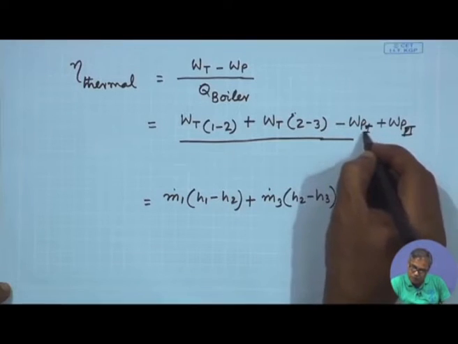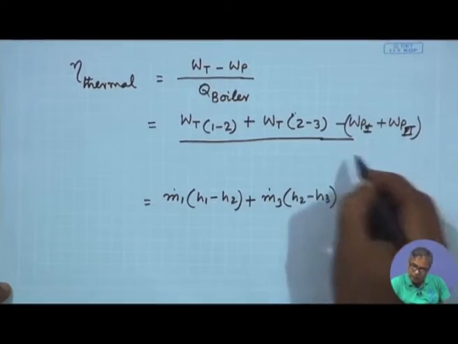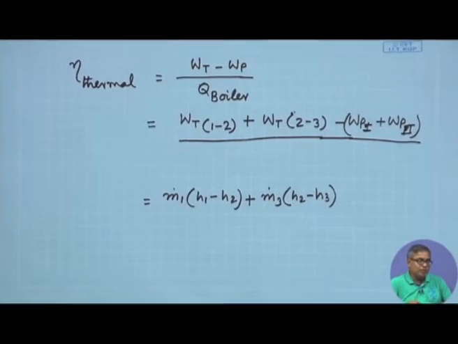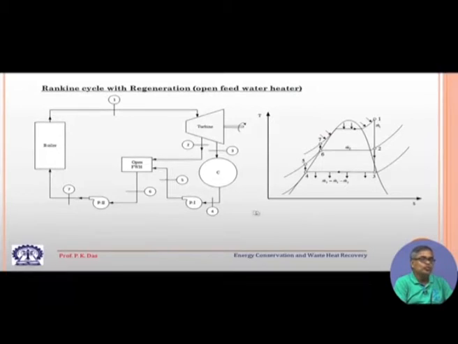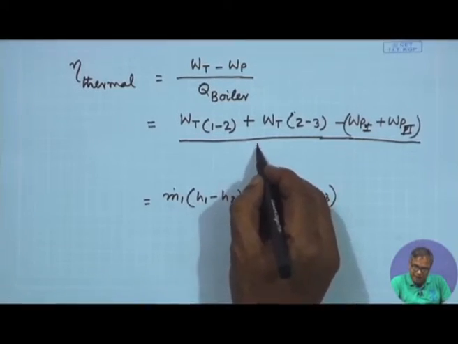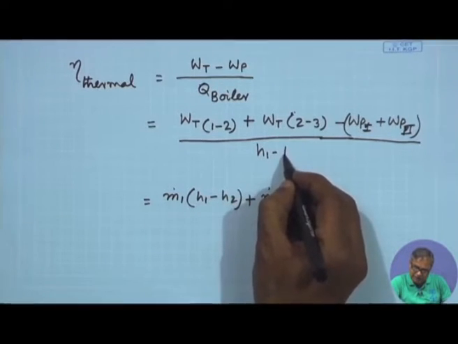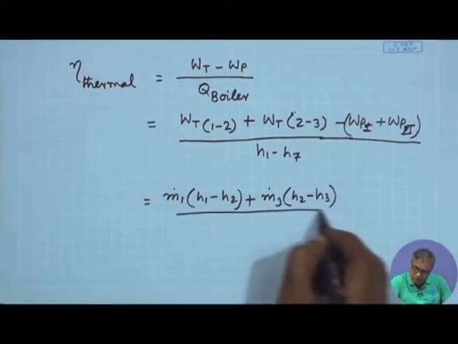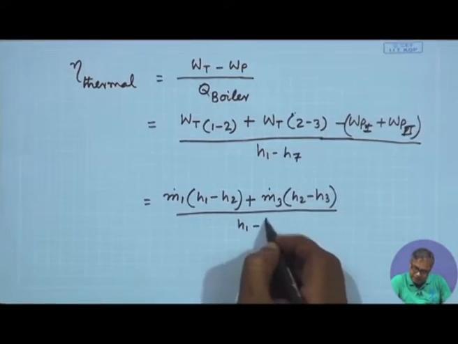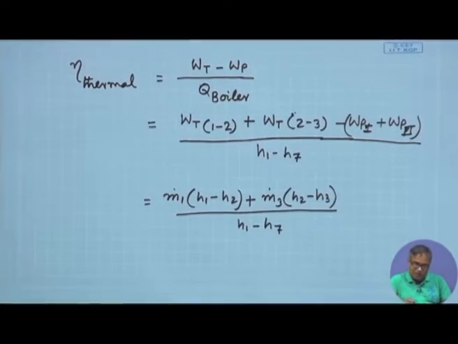We have shown it by Roman number. So, then W P 1 by W P 2. There are two pumps P 1 and P 2. So, we can show that. And then boiler work, you can see that it is from 7 to 1. So, we can write Q boiler is equal to H 1 minus H 7. You see all these quantities we have calculated.